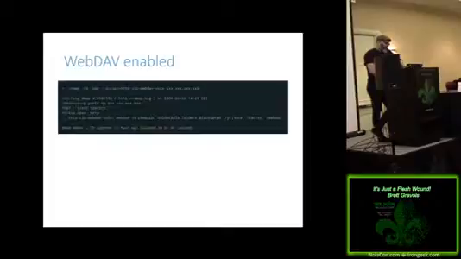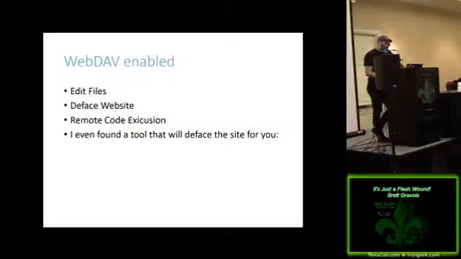This one, WebDAV enabled. This was enabled by default in a lot of the older IIS versions. You don't really see it enabled by default anymore, but people for some reason still turn it on in production. This one's pretty fun to find. What can I do with it? I can edit files. Oh, there's a typo in there. Nice. You can edit files.